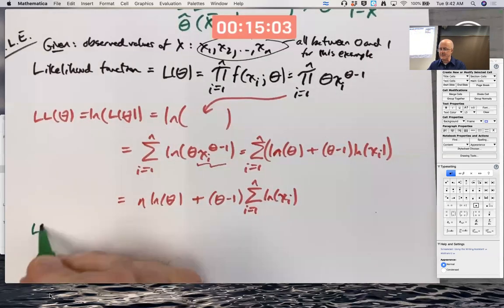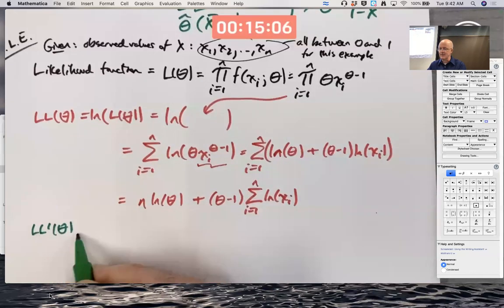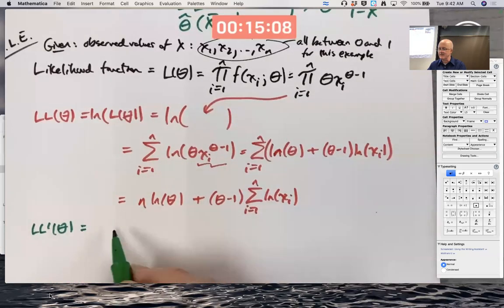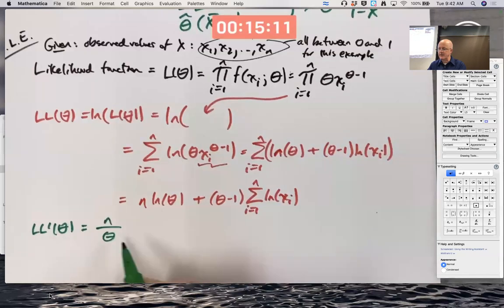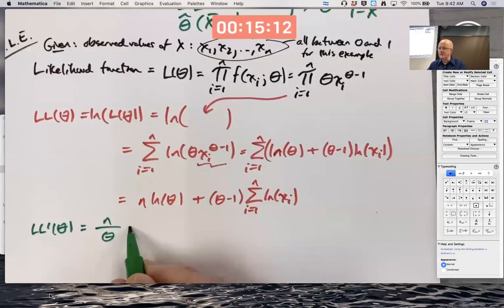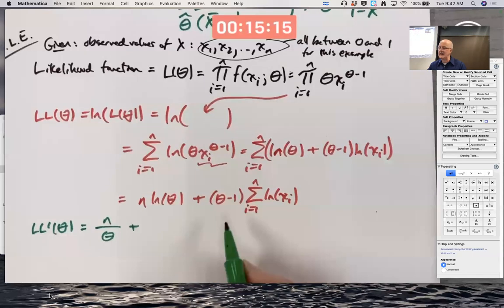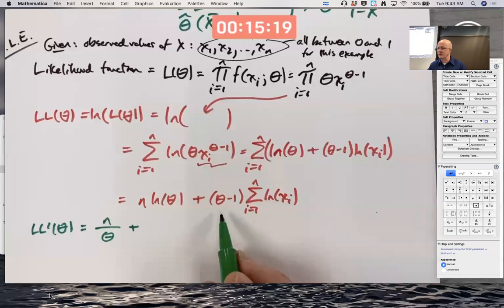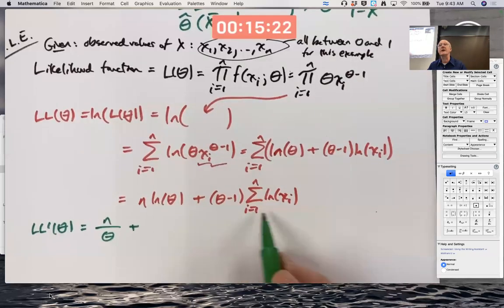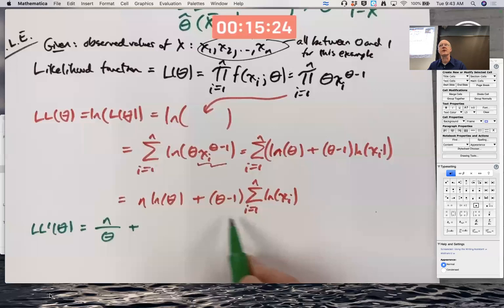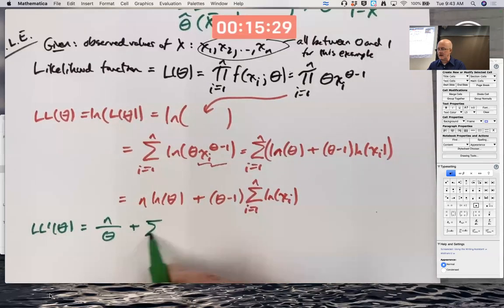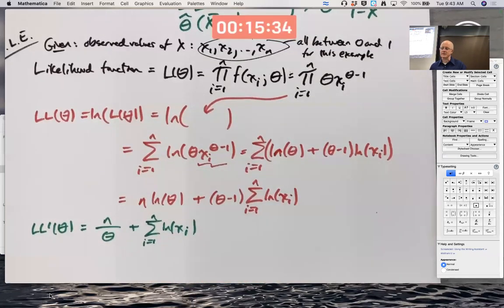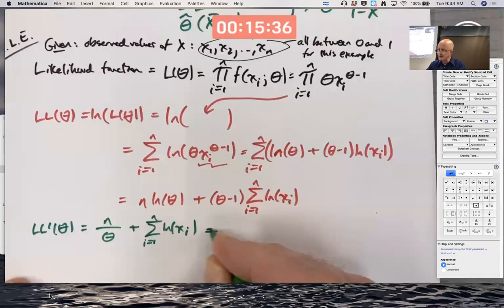The log likelihood prime of theta, with respect to theta: n is constant. Differentiate the first term, you get n over theta. Differentiate the second term with respect to theta. It's a linear function of theta. The derivative is just the coefficient of theta, which is just the summation, in fact, if you imagine distributing it through the parentheses there. There's the derivative, set it equal to 0.